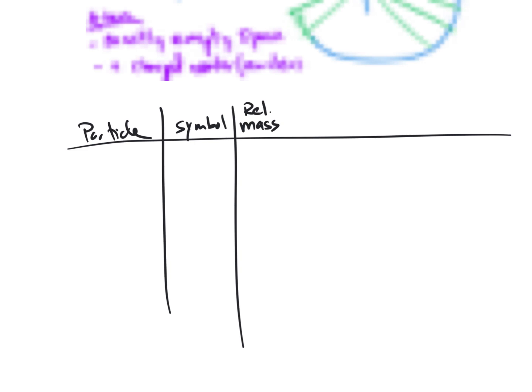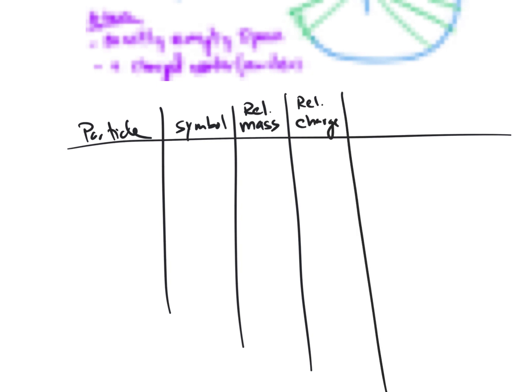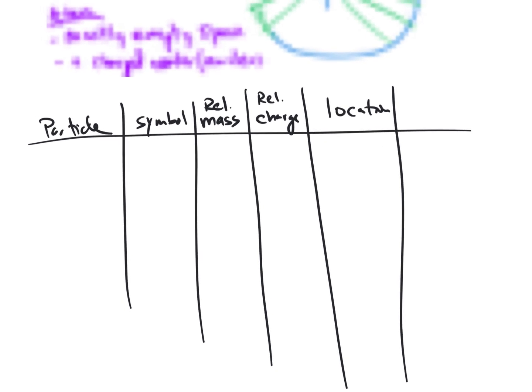That stands for relative mass. Relative charge. Location. And attributes. Okay, the first one let's talk about is a proton. Proton is just a lowercase p with a plus charge as the superscript. So instead of writing proton every time, I'll just say p plus, right?